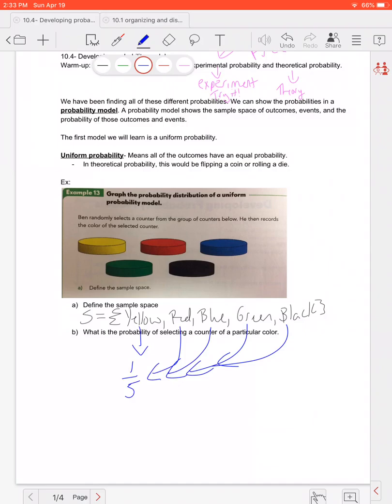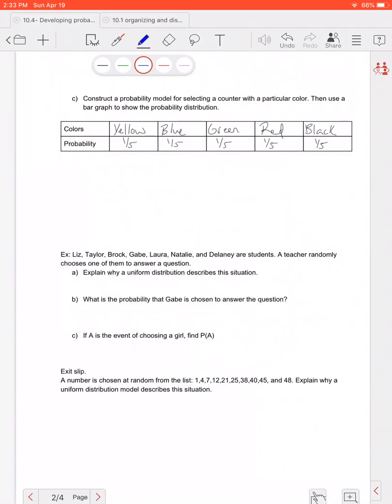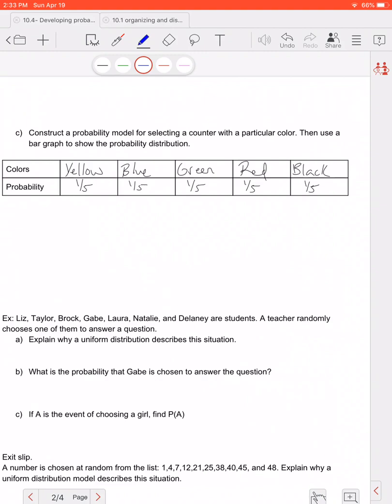Okay? So what we're going to do is on the next page, there's a little chart to fill this information in. So go ahead and pause the video here and fill it in so that way you are with me when we move on.